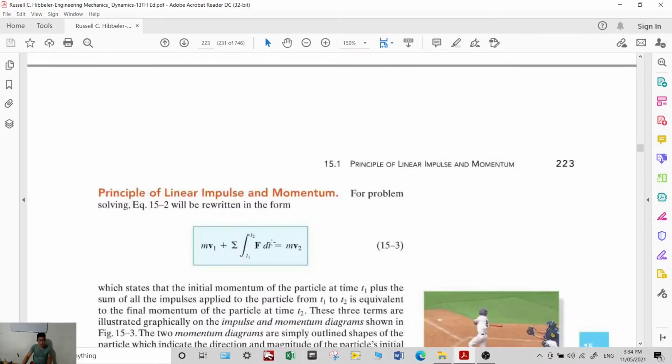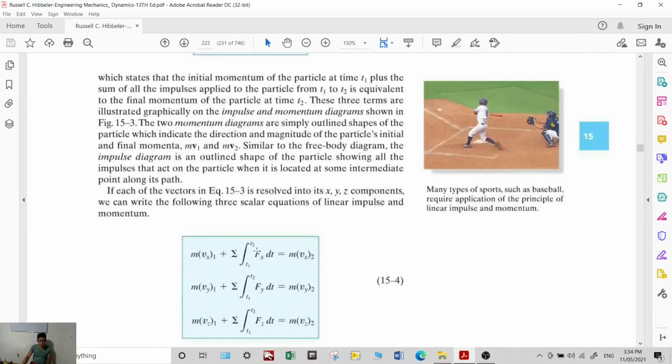Okay? Now, in order to evaluate this integral, your force must be a function of time, or in other cases, the force must be constant, so that you can integrate it. Other than that, if your force is not a function of time, you cannot integrate this. Okay?